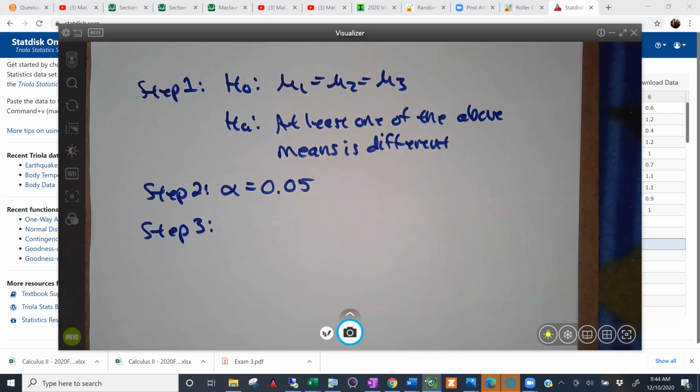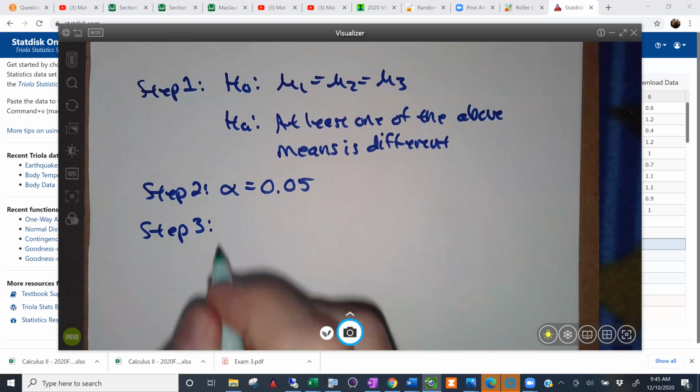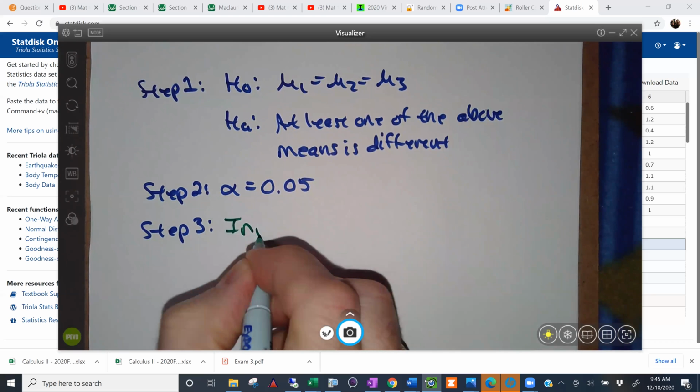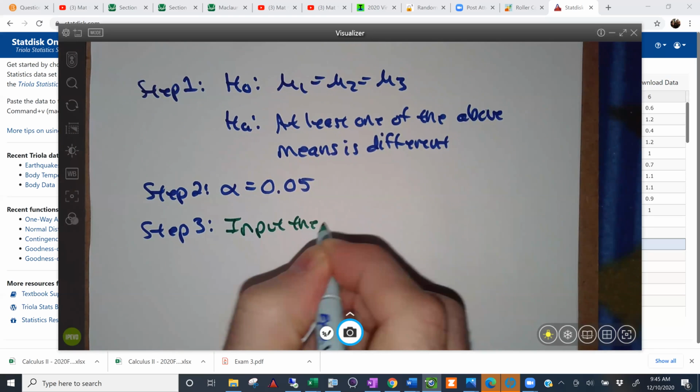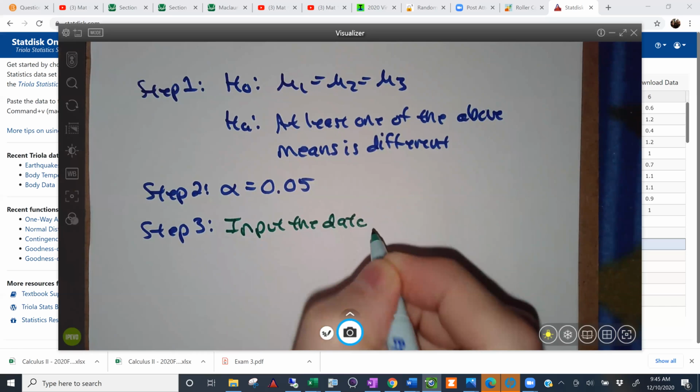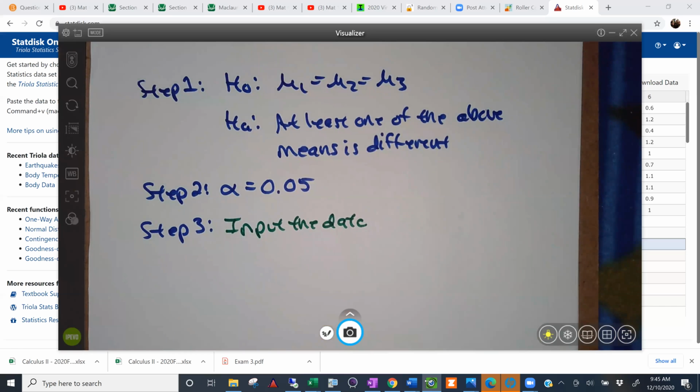Step three. What's step three basically for us? What do we do in step three? Input the data in StatDisk and then analysis. Good. And that takes us to step four, which we haven't done yet. So let's go over to StatDisk.